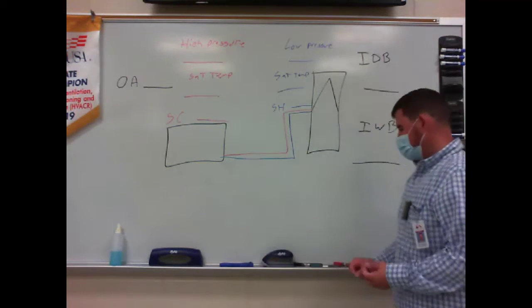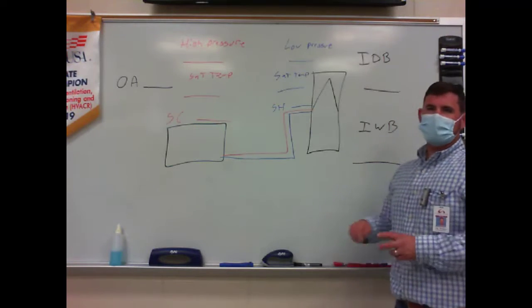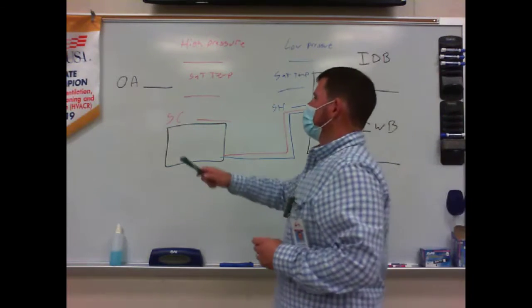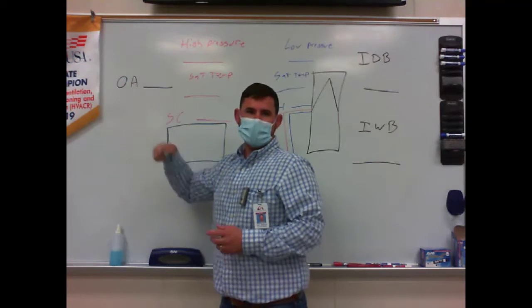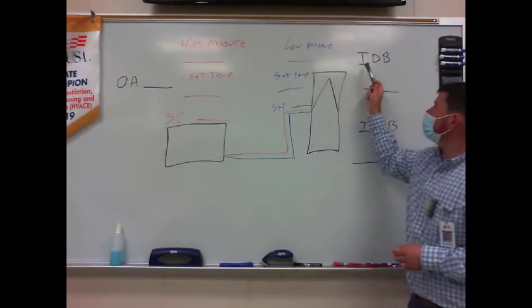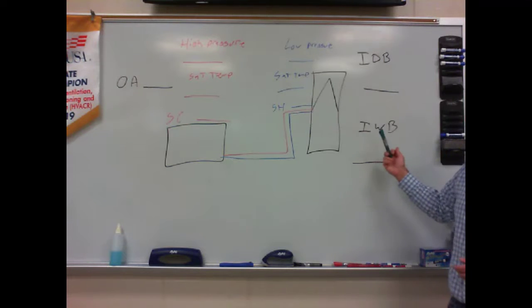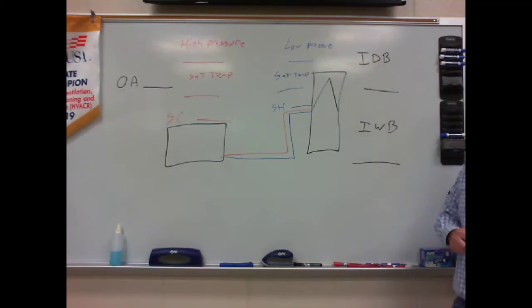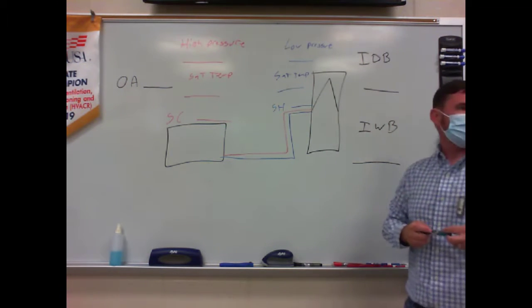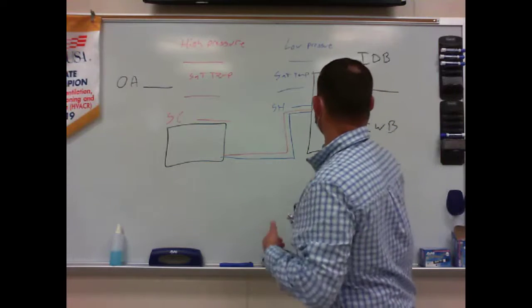Let's see what our temperatures and our pressures were on these systems outside in the lab. Some of the basic data we're going to be collecting is our outside air temperature, our indoor dry bulb, and our indoor wet bulb. What's the difference between my dry bulb and my wet bulb? All right, latent versus sensible. How much humidity is in the air?